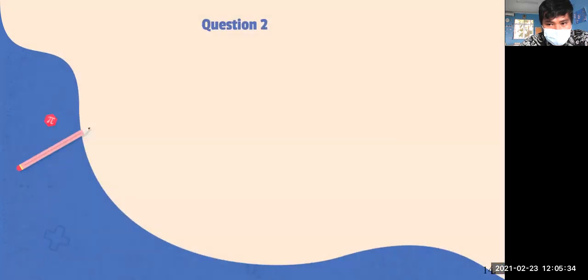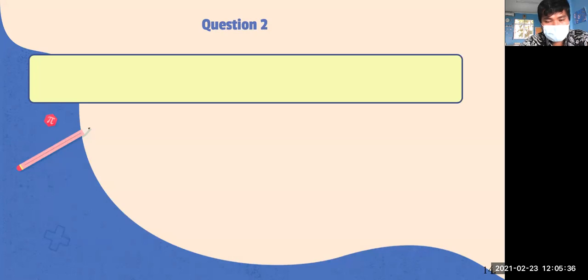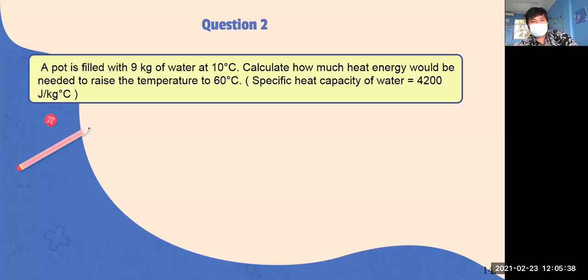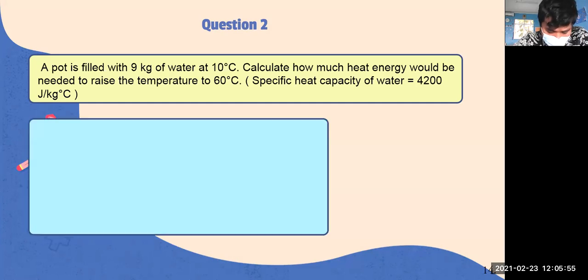Number 2. A pot is filled with 9 kilograms of water at 10 degrees Celsius. Calculate how much heat energy will be needed to raise the temperature to 60 degrees Celsius. Specific heat capacity of water equal to 4,200 joules per kilogram degree Celsius.